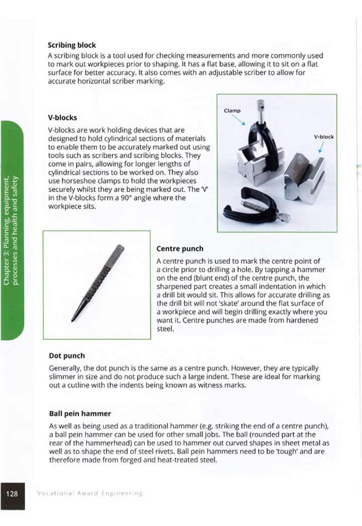Okay, so a scribing block. A scribing block is a tool used for checking measurement and more commonly used to mark out workpieces prior to shaping. It has a flat base, allowing it to sit on a flat surface for better accuracy. It also comes with an adjustable scriber to allow for accurate horizontal scribe marking.